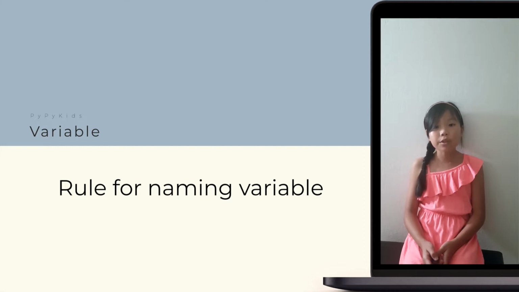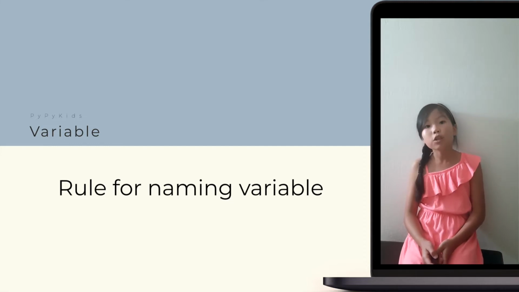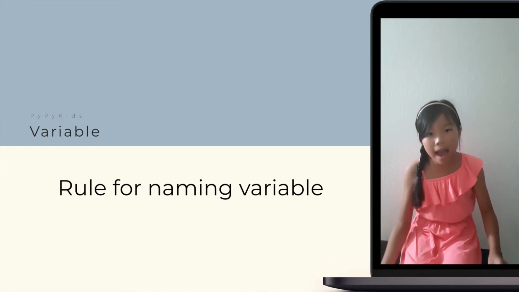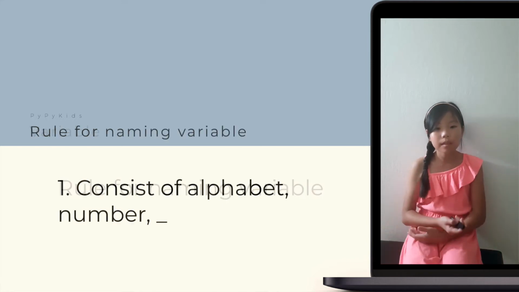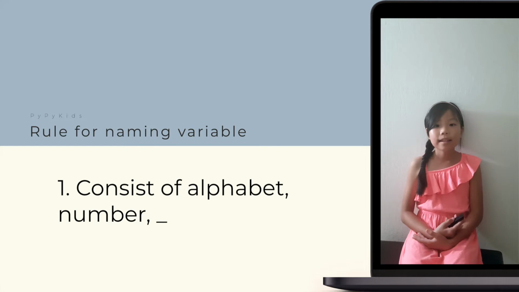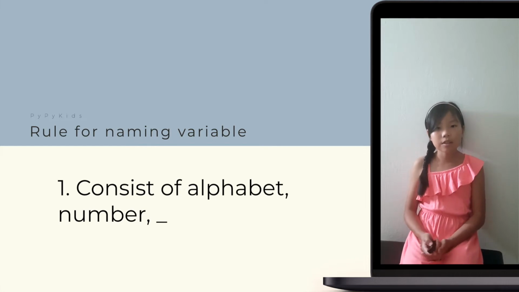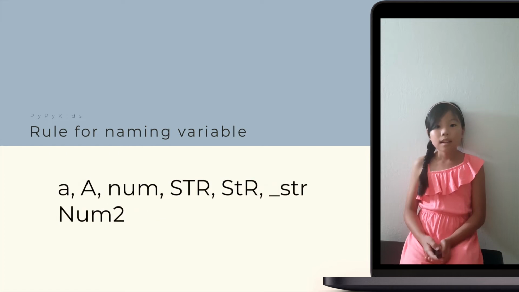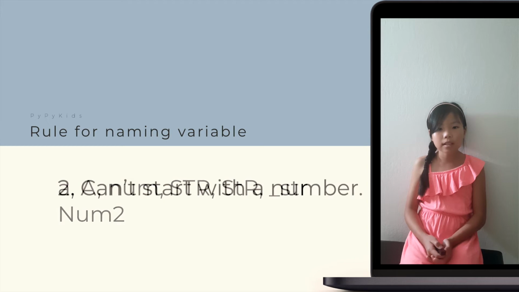These are the rules for naming variables, which means you have to keep them. Number 1, it could only be made out of alphabets, numbers, and underscore. Like num_string, like num2 and stuff.